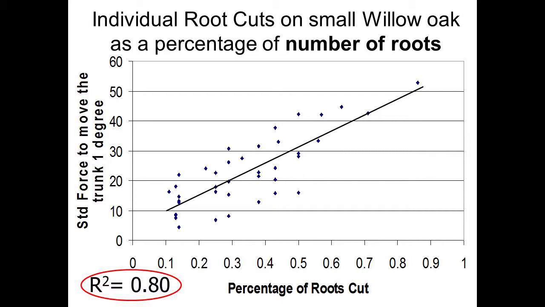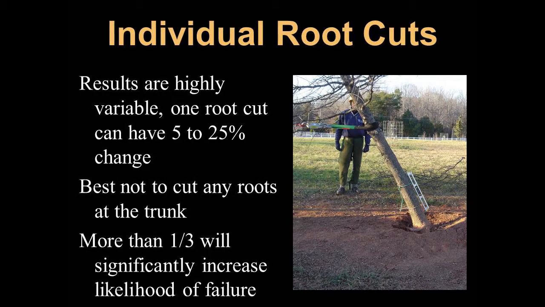So, you know, we can look at our average here, and it's a pretty linear thing, that if you take off 1 root, you're going to lose 10% of the stability. You take off 2 roots, you're going to lose 20% of the stability. But there's a lot of variability to that data. The correlation was good, but that's a lot of variability. So individual root cuts, highly variable. 5% to 25% change in stability with 1 root. So best not to cut any roots at the trunk, but sometimes you have to.